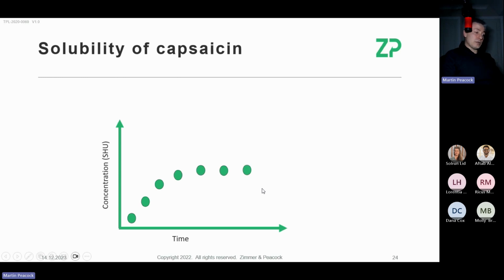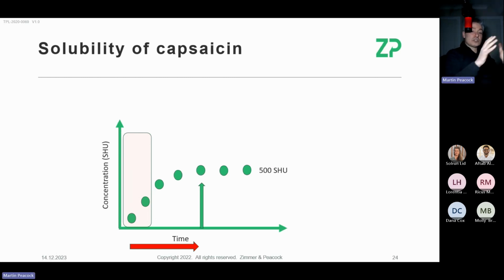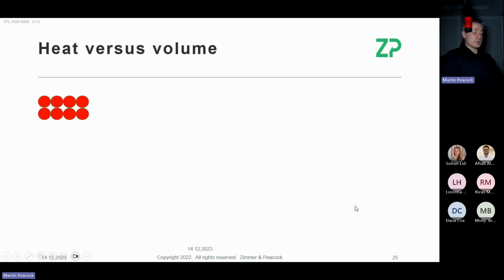So a lot of the training that we do is because we know that if you just try to dissolve capsaicin in water, it's terribly insoluble, and you can only get it to a concentration of about 500 Scoville heat units. So we make sure that people are testing not while the capsaicin is still dissolving, but when it has fully dissolved. Make sure you're on this plateau and not just on this rising curve. That's part of what we do in the training.